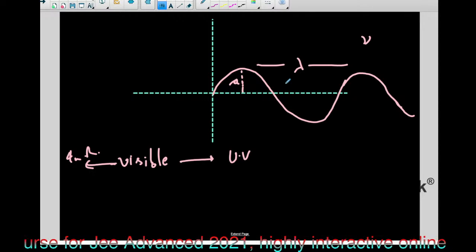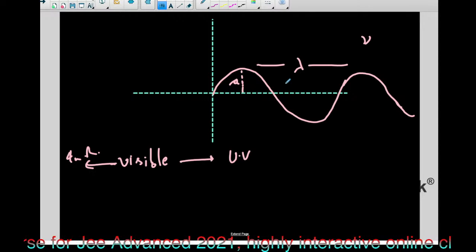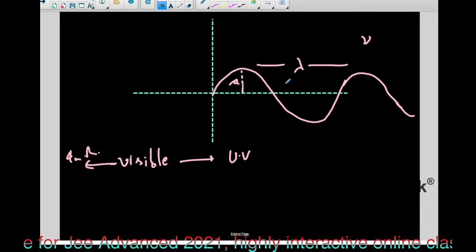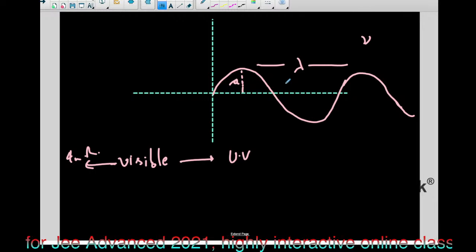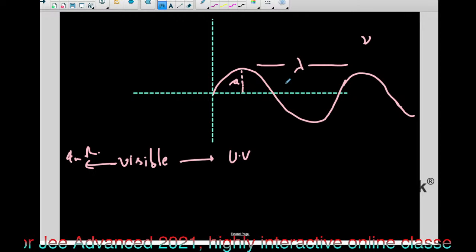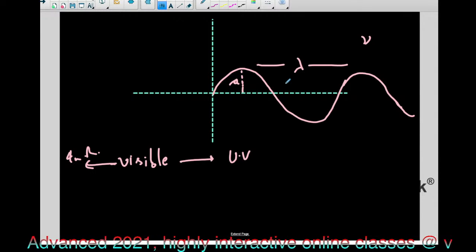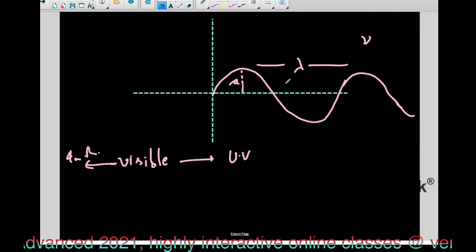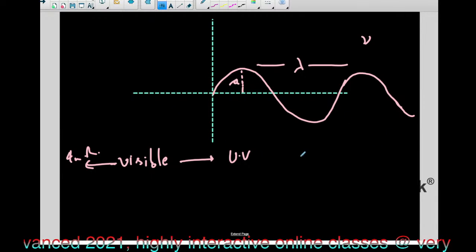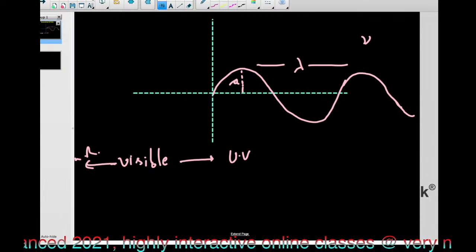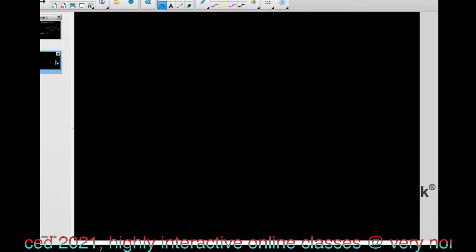That is the concept called diffraction. The other phenomena of light are reflection, interference, diffraction. We will discuss each one by one in different topics. First of all, let's start with what is not part of the JEE syllabus. So I am ignoring all this, and let's go ahead to properties of light, right?